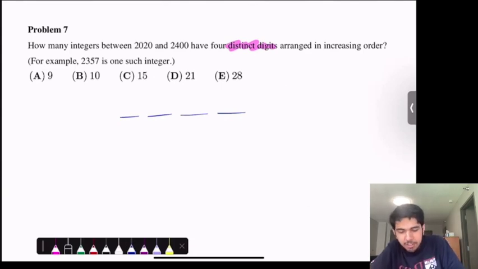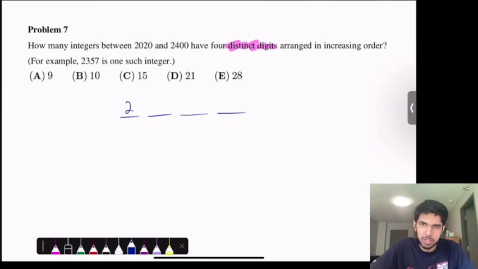If the integers are between 2020 and 2400, we know the first digit has to be a 2. It can't be a 1 because that would be less than 2020. It can't be a 3 or greater because that would be greater than 2400. So the first digit has to be a 2.